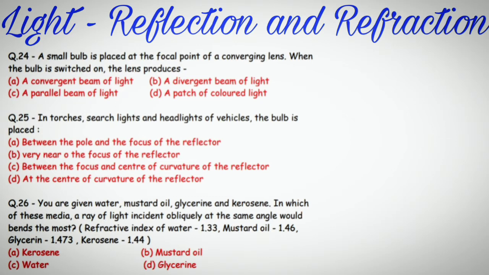Next question comes here. In torches, searchlights and headlights of vehicles, the bulb is placed: Option A, between pole and focus of the reflector. Option B, very near to the focus of the reflector. Option C, between focus and center of curvature of the reflector. Option D, at center of curvature of the reflector. And the correct answer is very near to the focus of the reflector. Next question comes here.